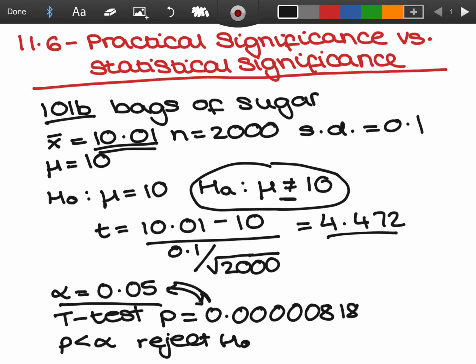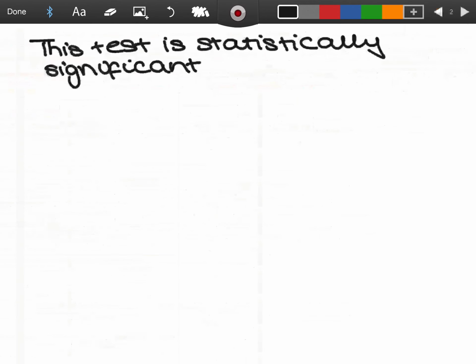Whenever you conduct these hypothesis tests, it's great that you get these statistics out, and it's a great way of computing and testing. But you always have to go back to the initial problem and remember what you are trying to prove. You can come out with great statistical evidence, but if practically it doesn't mean much, then there's no point in testing. So always remember that. This test is statistically significant, but it is not practically significant. There's not enough of a difference between the sample mean and the population mean for us to really worry about it.